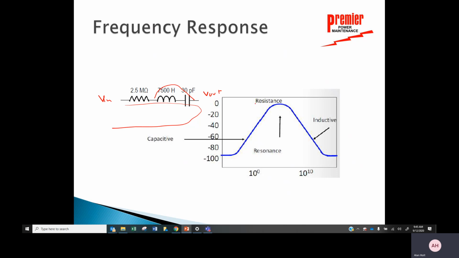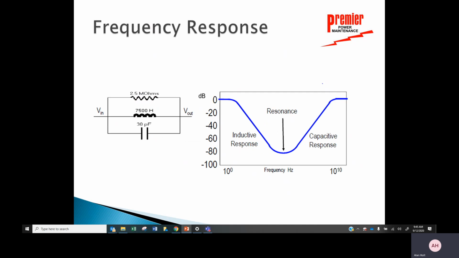No losses, no gains. But as I look here, at very low frequencies, my capacitance is large. So I'm losing a lot of the signal right here. That's my capacitive portion. At very high frequencies, the capacitance is small, so it doesn't matter. But at very high frequencies, the inductance is large, so I would have more losses. As things change, my output will change. So at this resonance, I will see a peak.